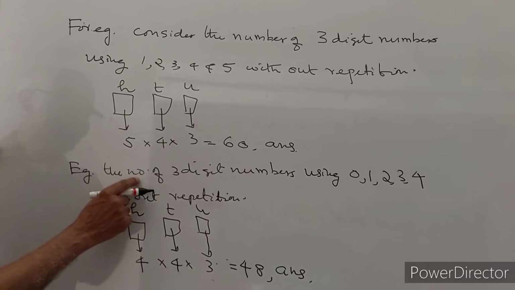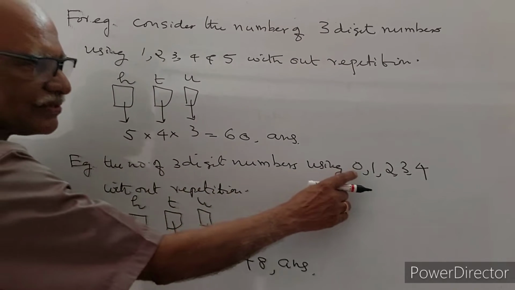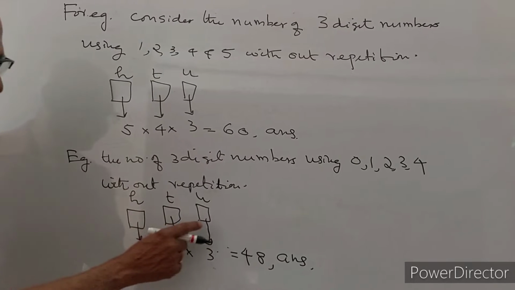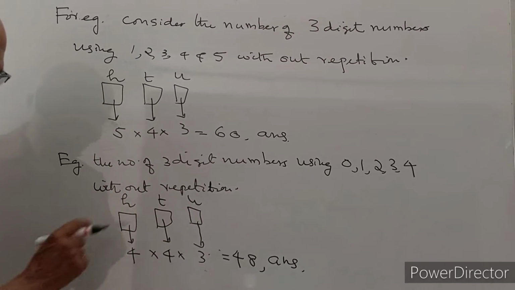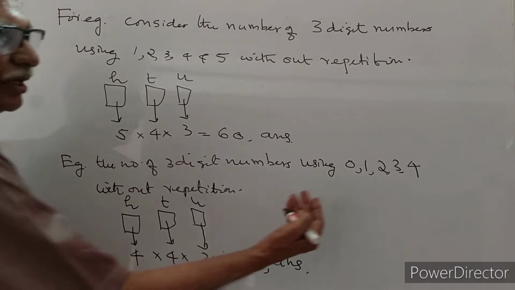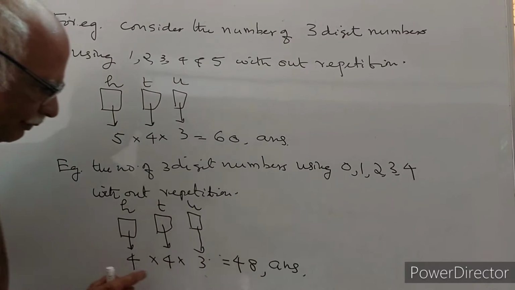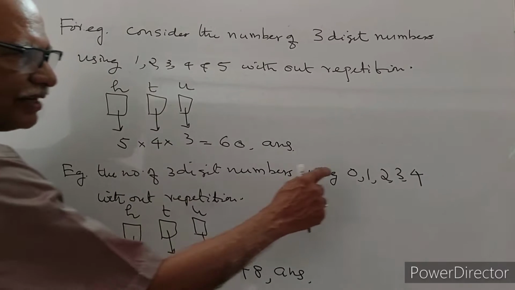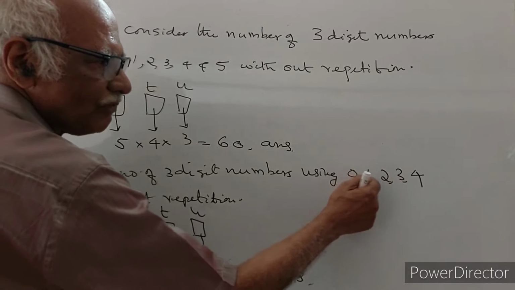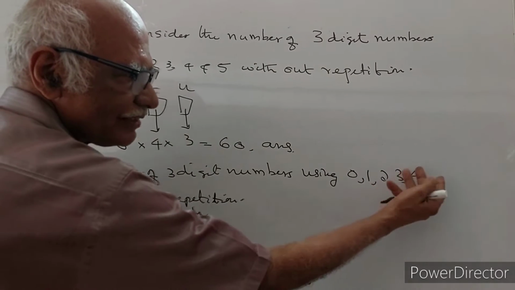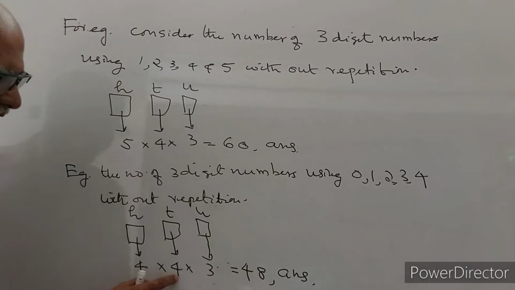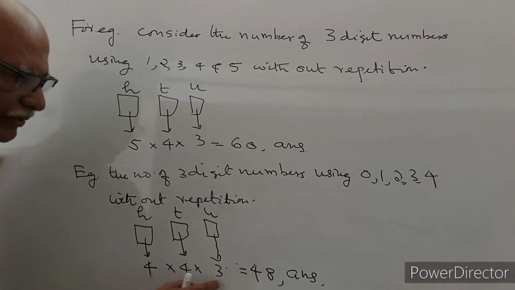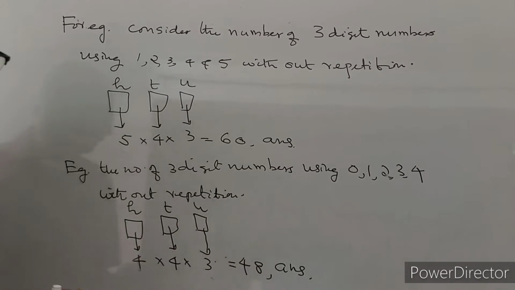Now if we consider the number of 3-digit numbers using 0, 1, 2, 3 and 4 without repetition. Now unit place, 10th place, 100th place. The 100th place can be filled only in 4 ways, since 0 cannot be used there. Therefore, 4 comes for the 100th place. In the 10th place, you can fill 0. Therefore, out of these 5, 1 is taken for the 100th place. There remain 4. So it is 4. And then the unit place is 3. So 4 into 4 into 3, 48 is the answer.